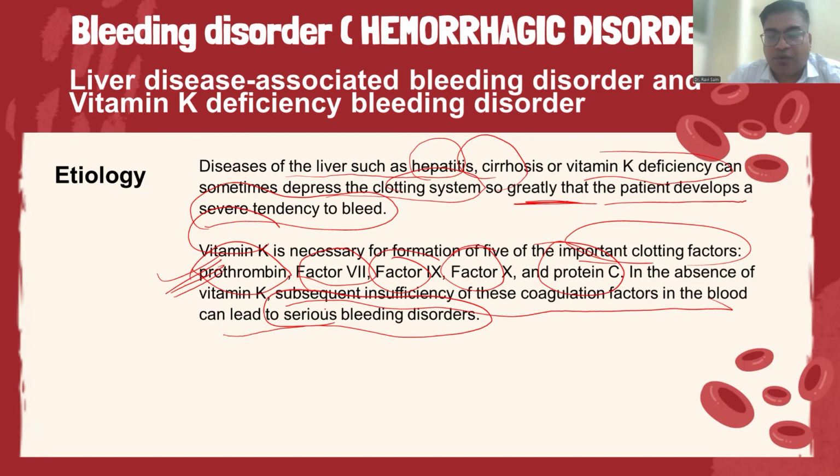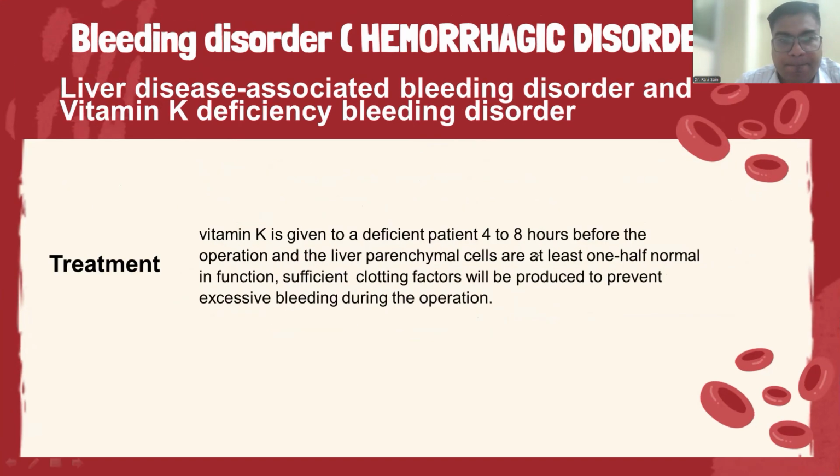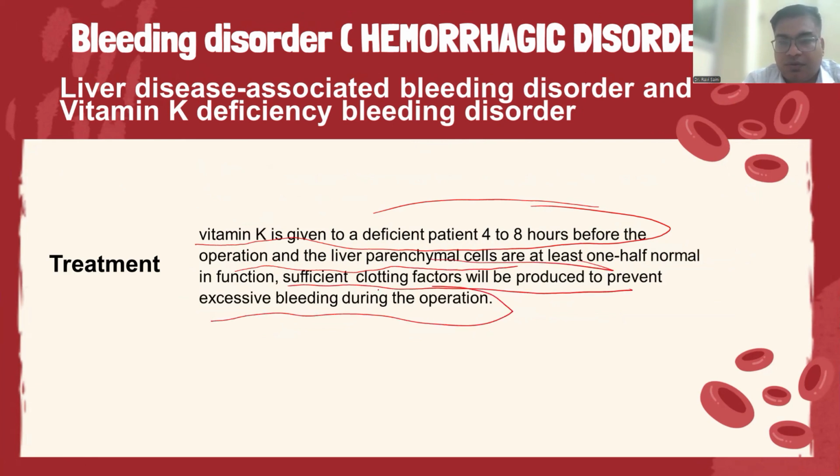So the liver is the formation site of these clotting factors, and vitamin K has a main role in the formation of these factors. In case of treatment, as there is a deficiency of vitamin K, naturally vitamin K should be given 4 to 8 hours before any surgery, because otherwise it could lead to excessive bleeding during surgery.